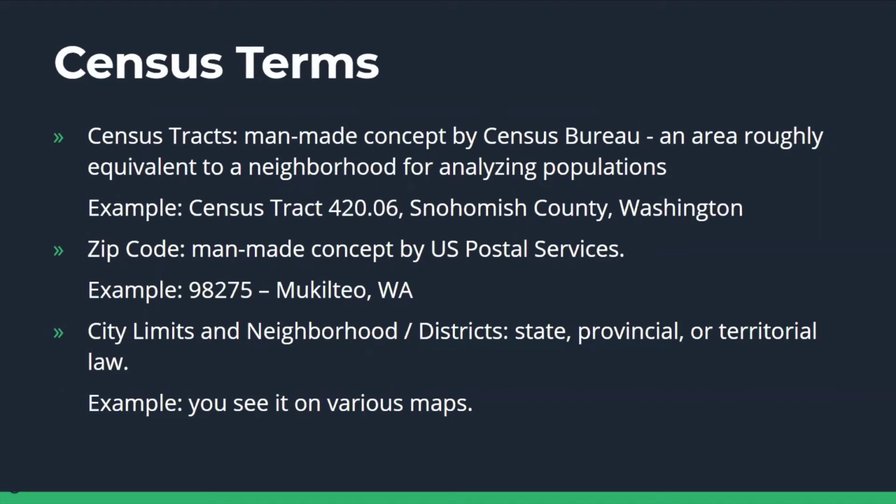Big difference between census tract and zip code: you cannot find a census tract on Google's map, but you can find that on Roam, which is a data tool from the US Census Bureau. Last but not least, city limits and neighborhoods. This is very straightforward. It's definitely connected with geographic boundaries, and this is determined by territorial law. So far, so good.